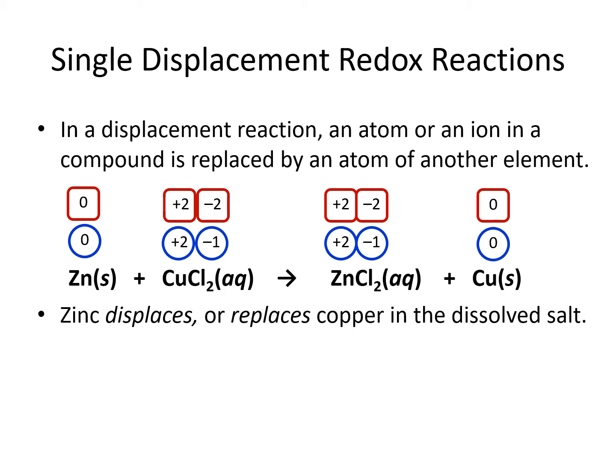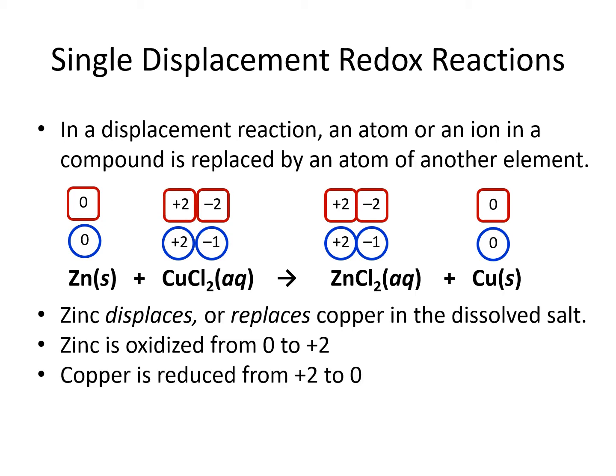Since the zinc is going from 0 to +2, we would say the zinc is being oxidized. And since the copper is going from +2 to 0, it's going down in oxidation number. So we would say it's being reduced.